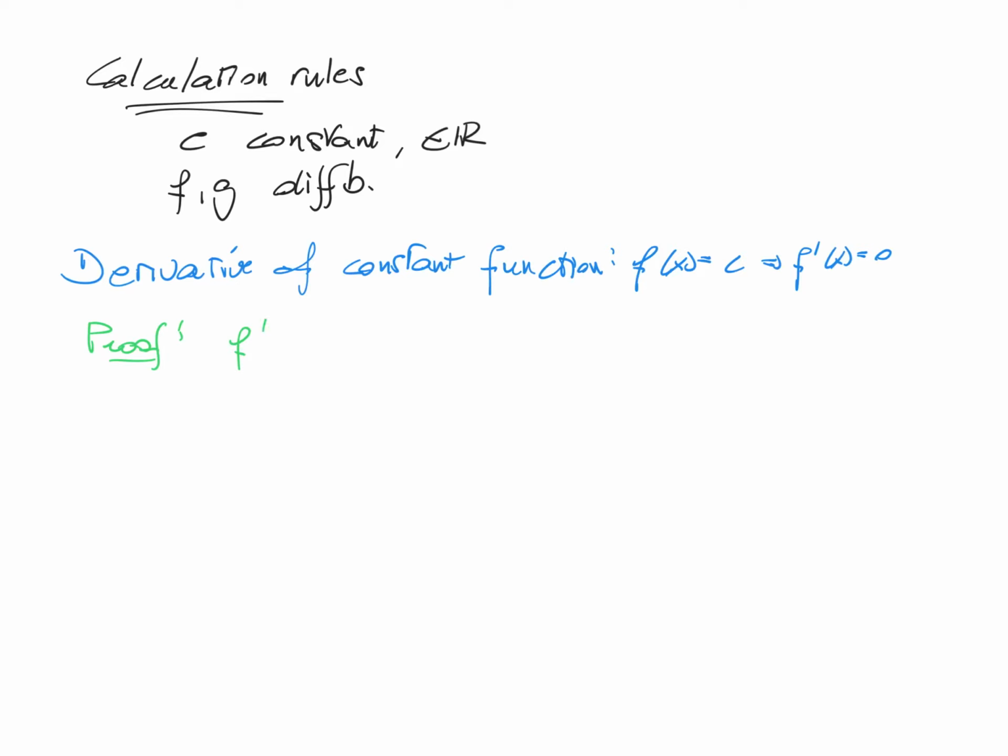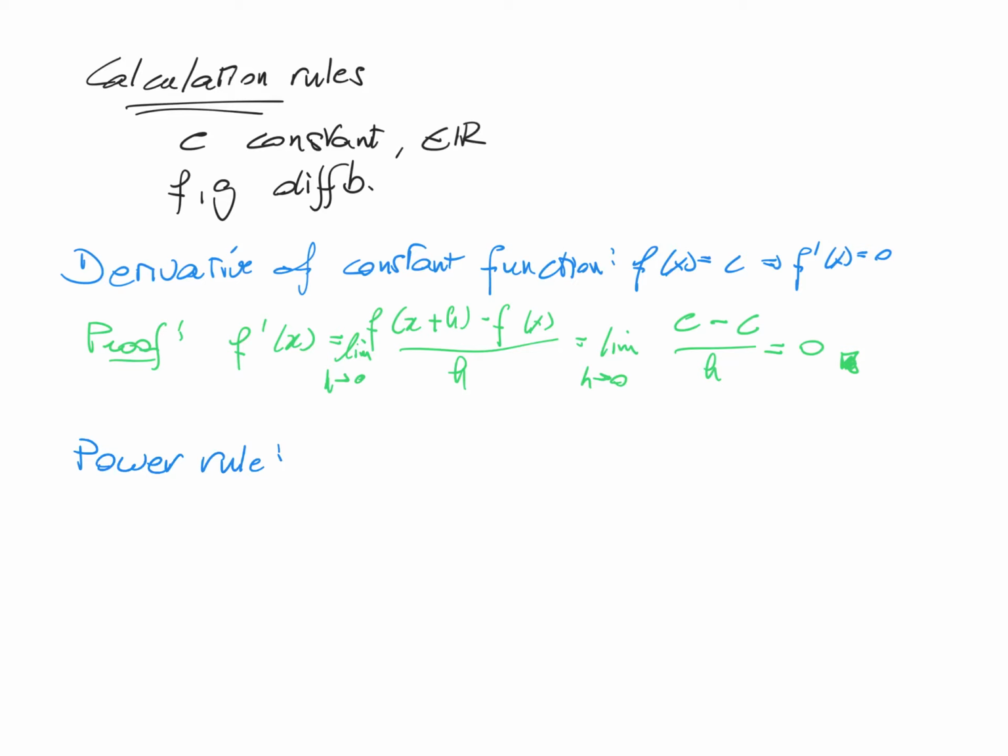So f prime of x is the limit for h to 0 of f of x plus h minus f of x, divided by h. Then we have the limit h to 0. f of x plus h is just the constant c. f of x is also the constant c. So we get very easily that this is equal to 0. Next, there is the power rule.